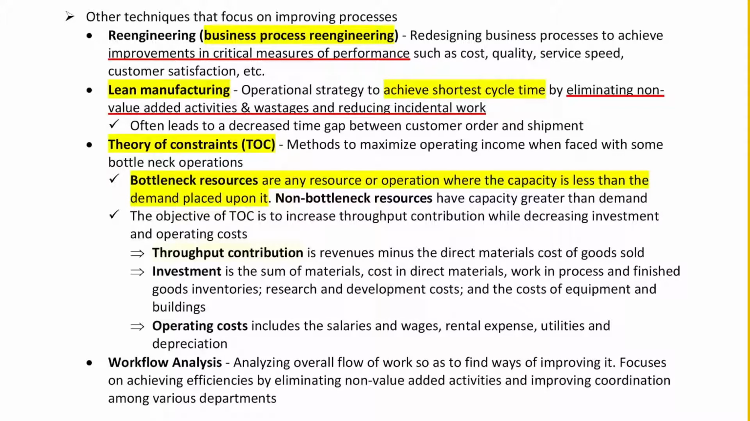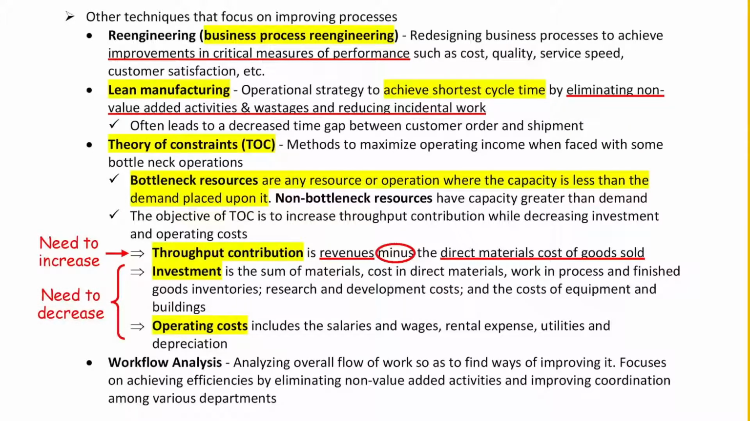So highlight throughput contribution, which is underline revenues, circle minus, and underline direct materials cost of goods sold. And on the left, write need to increase. Then highlight investment, which is the sum of materials, cost and direct materials, work in progress, finished goods inventories, R&D costs, cost of equipment and buildings. Highlight operating costs, which include salaries and wages, rental expenses, utilities, depreciation. Now for investment and operating costs, put a bracket and write need to decrease. So the theory of constraints basically are methods to maximize your operating income even though you have certain bottlenecks.